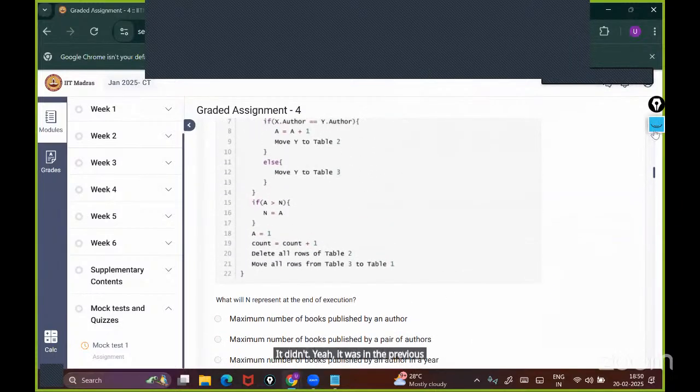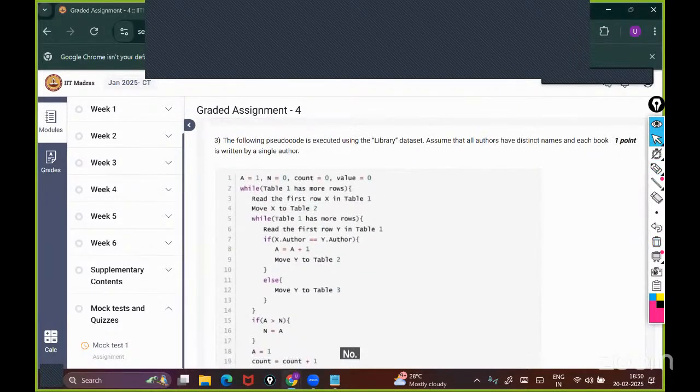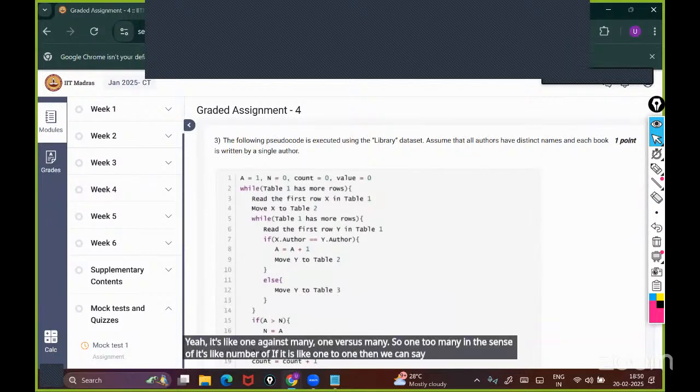Understood, madam. Understood the pair in the sense of me comparing A and B only. Are we doing only that here? No, you are incrementing. So what are the combinations? It's like one against many, one versus many. If it were like 1 to 1, then we could say it's like a pair.